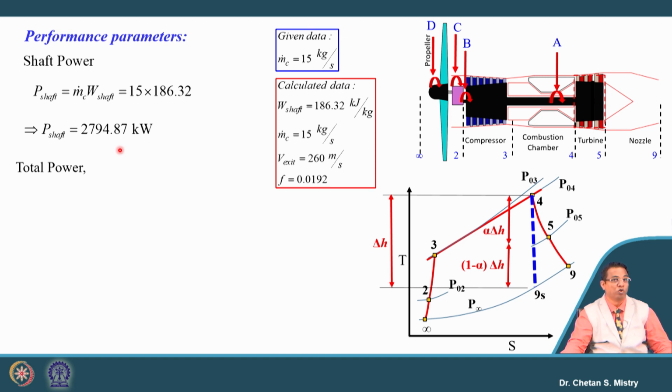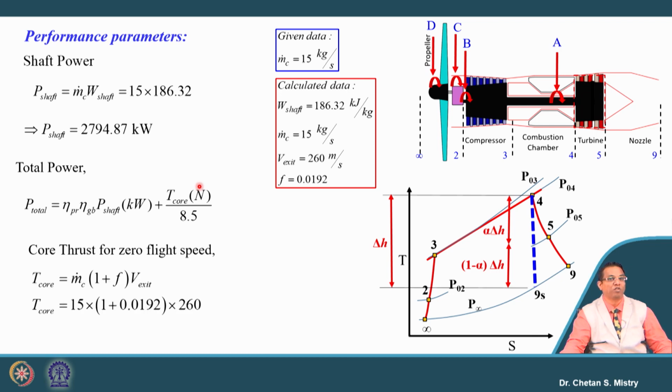So it's almost 2.79 megawatt. Okay. Now total power, that's what we can write down in terms of the power by my propeller plus this is what is represented by my core, or we can say that's what is by the jet. So let's try to put this correlation here.